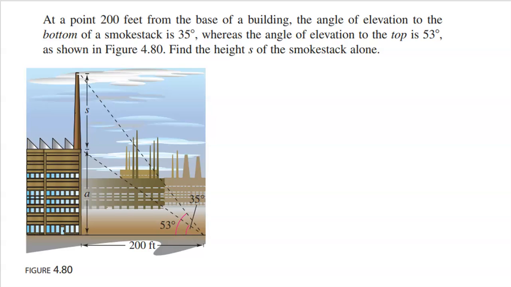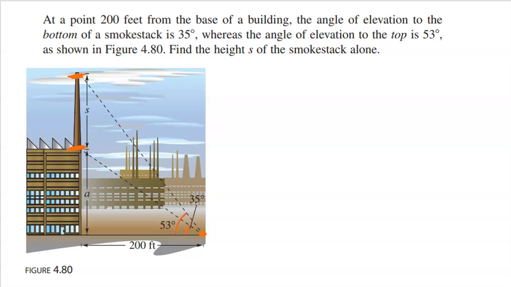All right, so let's do a good word problem that uses these ideas. At a point 200 feet from the base of a building, so you can see that in the picture there, the angle of elevation to the bottom of the smokestack is 35 degrees. That's this angle right here, 35 degrees. And the angle of elevation to the top of the smokestack is 53 degrees. So my angle of elevation looking all the way to the top of the smokestack is 53 degrees. That's this entire big angle here.